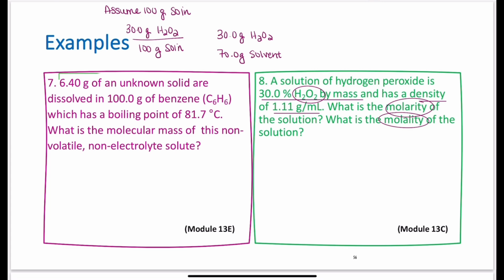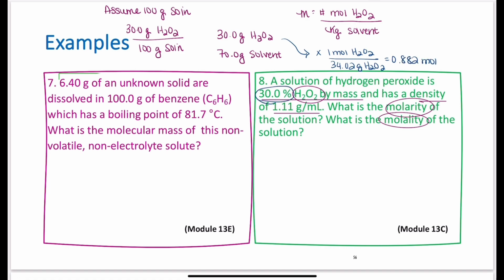Because again, molality is the number of moles of peroxide divided by my kilograms of my solvent. Peroxide, 30 grams, 1 mole of H2O2, 34.02 grams H2O2 gives me 0.882 moles, 3 sig figs here, 3 sig figs here, of H2O2.